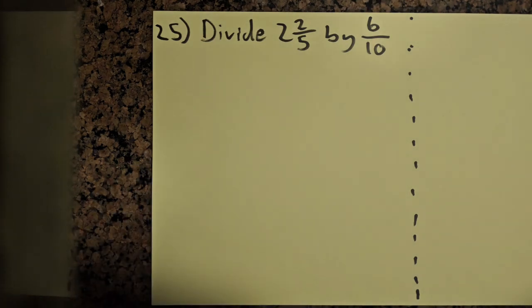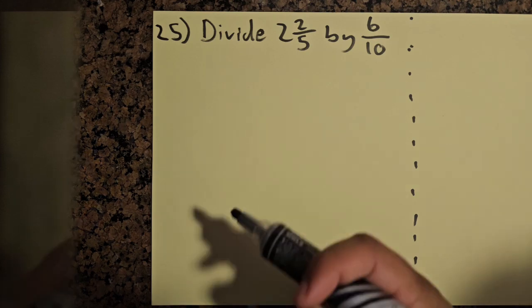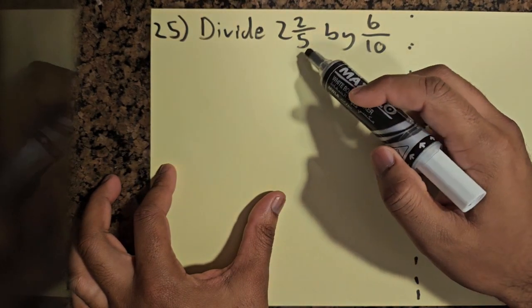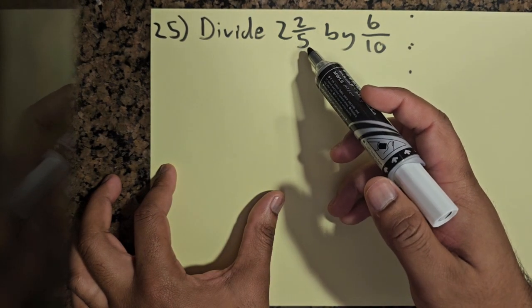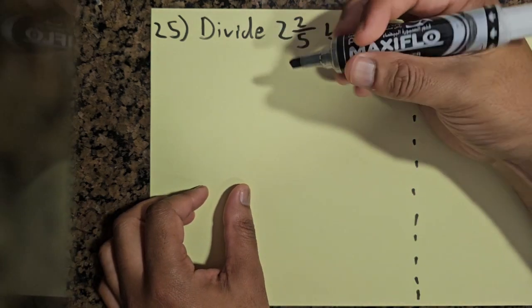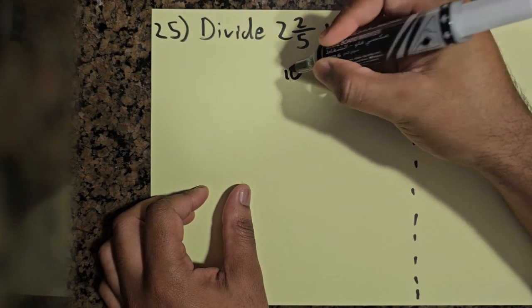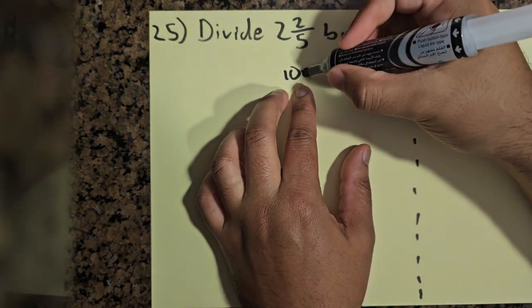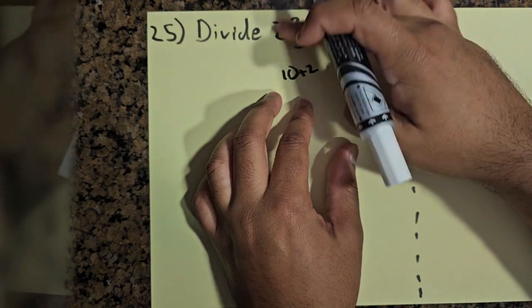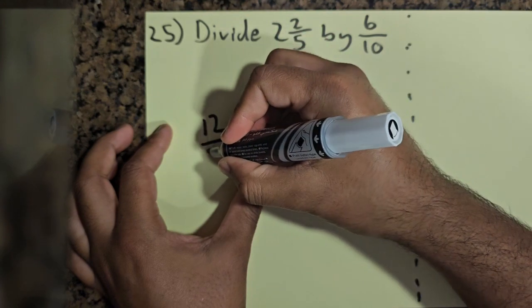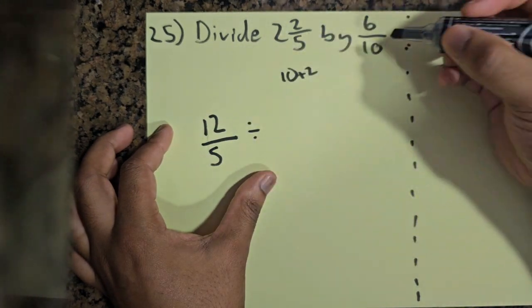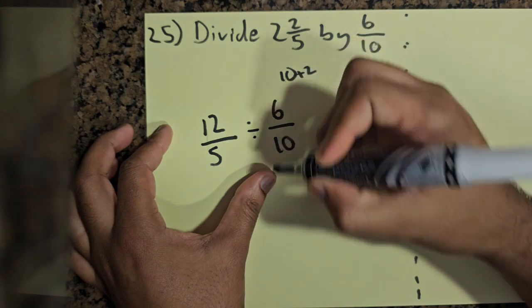Okay, question 25 is a little bit more complex. It's combining how we learned how to change from mixed number to improper and then doing the division. Okay, so firstly, let's rewrite this as an improper fraction. Now we said to do that, you're going to take the whole number and multiply by the denominator. So 2 times 5, that gives us 10. Okay, and then we're going to take this 10 and add the numerator. So 10 plus 2 gives us 12. So this fraction over here now is 12 over 5. And we are dividing by 6 over 10.